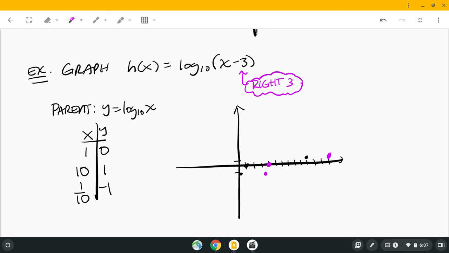Okay, and remember we have this sort of asymptote here because x has to be greater than 0, so it's never going to cross here. So I'm going to go ahead and shift that asymptote 3 over as well. And so that wall is going to be right there. So my graph is going to be this curve right over here.